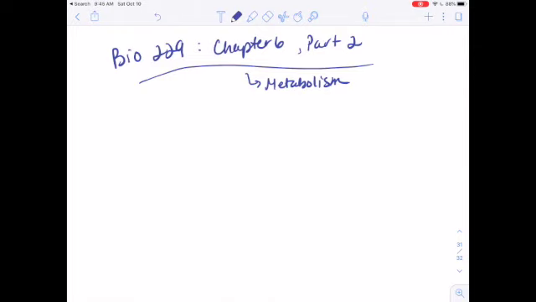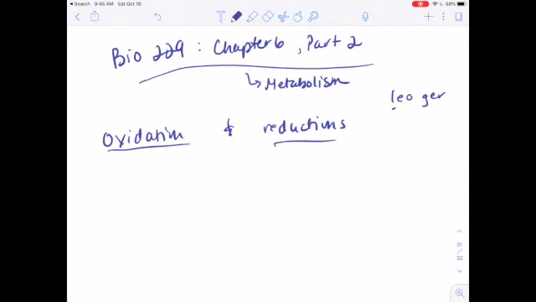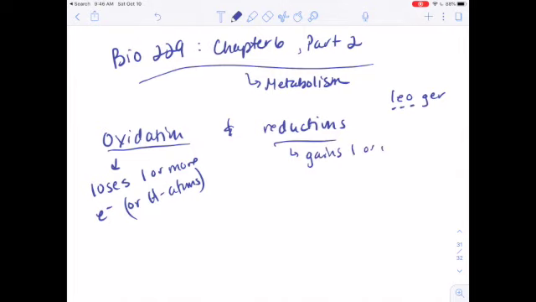We left off talking about oxidation and reduction reactions. If we use our little "Leo goes grr," if you lose an electron, it's an oxidation. So when a molecule loses one or more electrons or hydrogen atoms, we talked all about that last time, it is an oxidation. When a molecule gains one or more electrons or hydrogen atoms, it's a reduction.